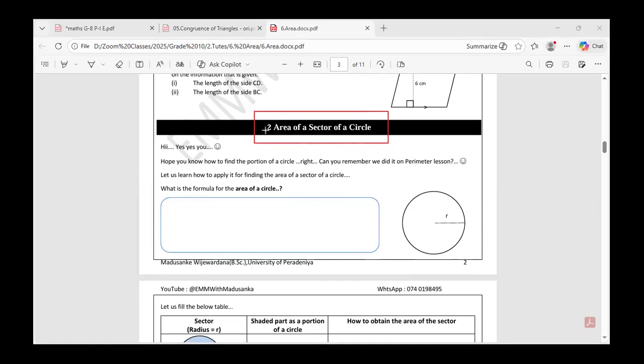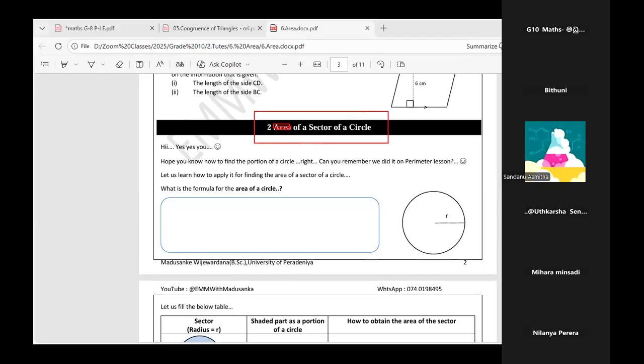If I cancel out the word area and substitute perimeter of a sector of a circle, I hope you are familiar with this, the lesson that we did earlier.